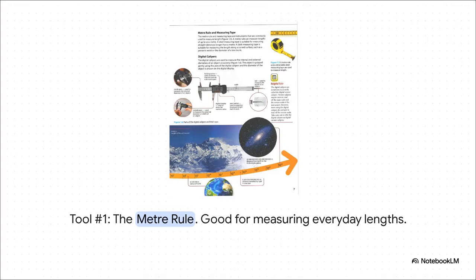First up, the good old meter rule, your classic ruler. This is perfect for everyday stuff. The length of your desk, the width of a book. It's your trusty go-to when you don't need insane levels of precision.